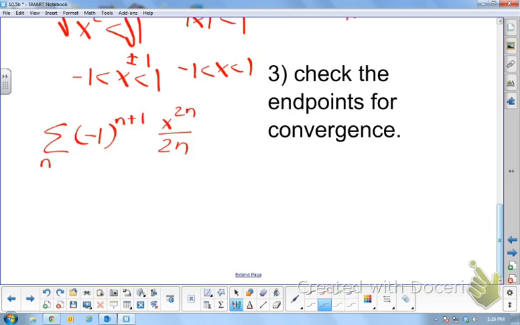Was it from 0 to infinity or 1 to infinity? It was 1? Okay. And we need to replace x with the endpoints. So we're going to have to do this twice. We have to check -1, and we have to check +1.